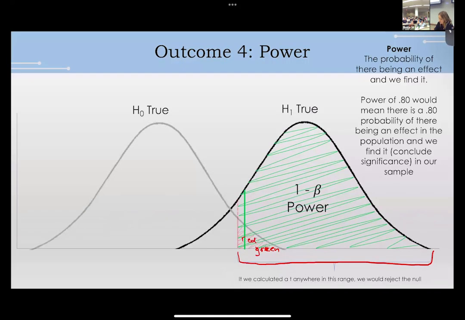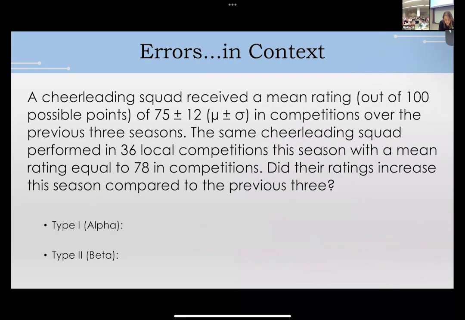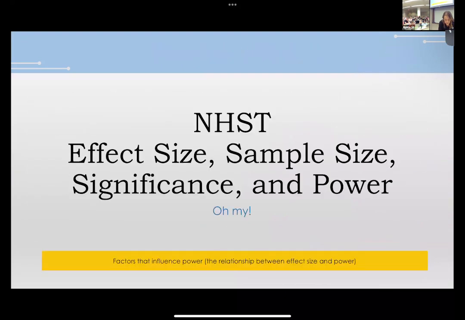Woohoo. Power, here's an important thing. Power is a probability. Don't forget that, right? So a power of 0.8 means there's a 0.8 probability of there being an effect in the population, and we find it. Finding it means we conclude statistical significance in our sample. Now, what comes next? I don't want to do that one yet. I want to do this.